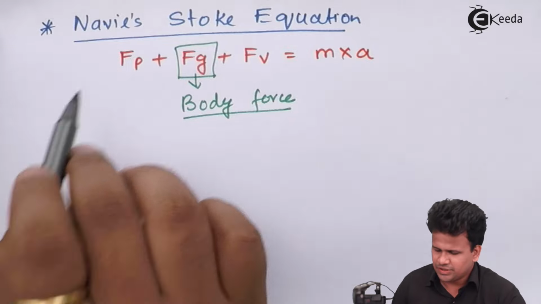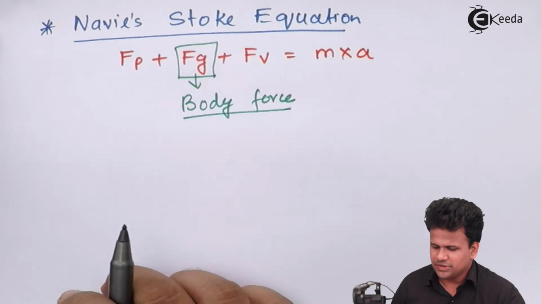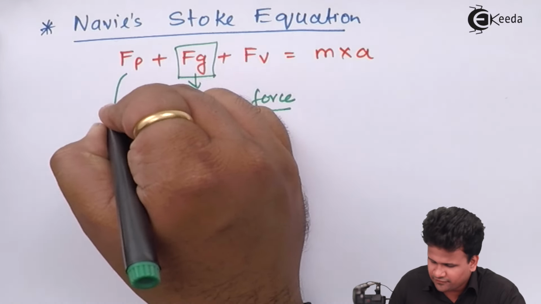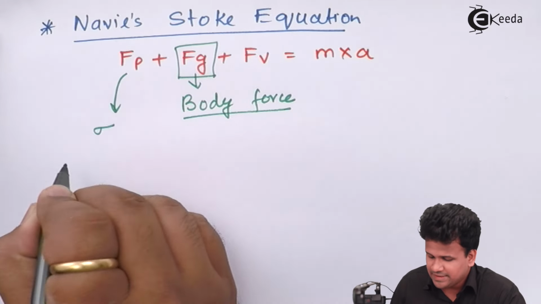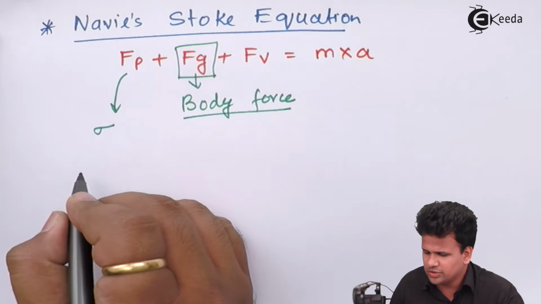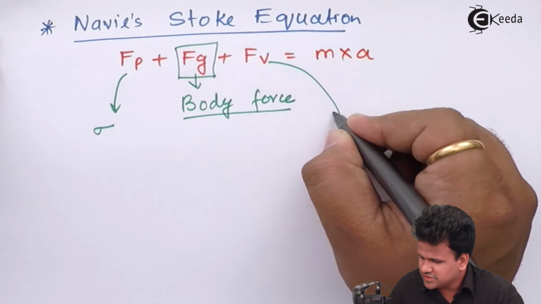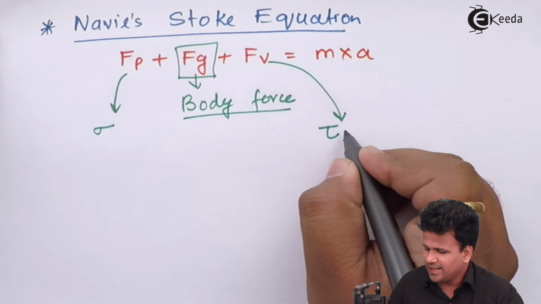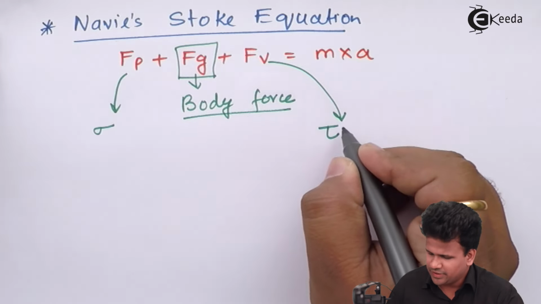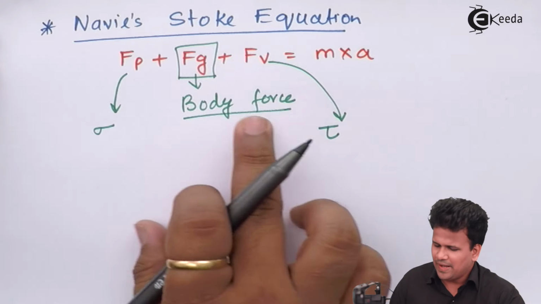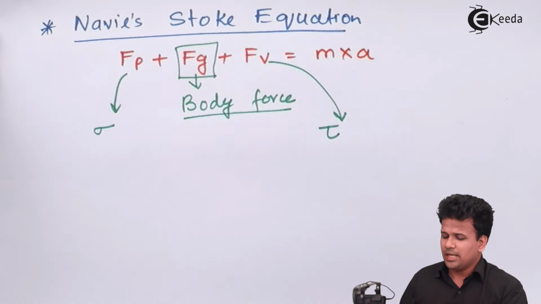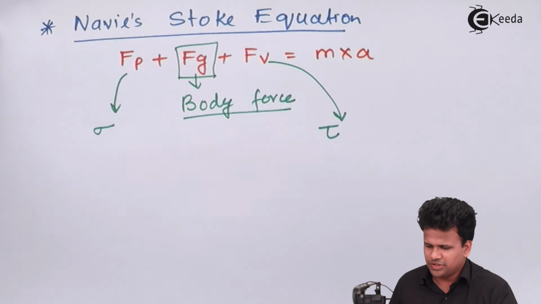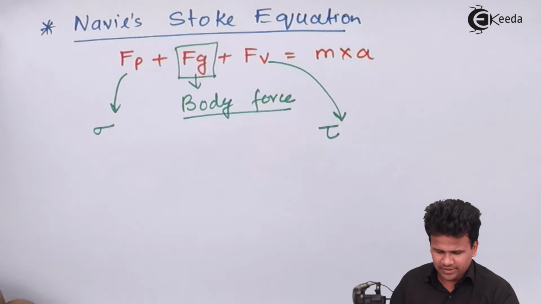That means when we take pressure and viscous force into consideration, for pressure we have to consider sigma, that is a longitudinal stress on the fluid element, and for viscous force you have to take tau, which is actually called the shear stress on the element. So sigma, tau and body force will constitute your equation of motion, that is Navier-Stokes equation. Now let us get into detail.